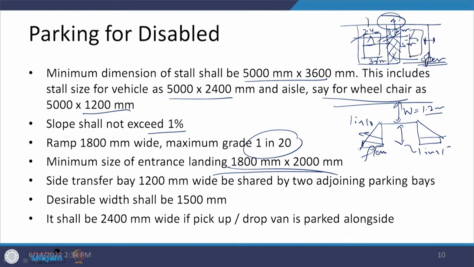So, this one is also a parking for the disabled people, and the other one is also a parking. So, this is a common area for them, but in some cases it may happen that there is a requirement of a pickup or a drop van which is going to come to this area. And in that case, this width is going to be increased to 2.4 meters.